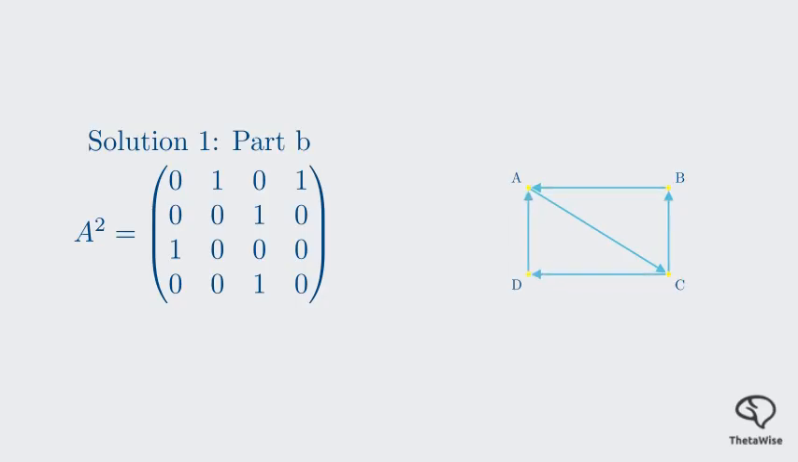The entry in row B, column C is 1. One 2-step walk from B to C: B to A to C. The entry in row C, column A is 2. This means 2 2-step walks from C to A: C to B to A, and C to D to A. Great job if you got this right.